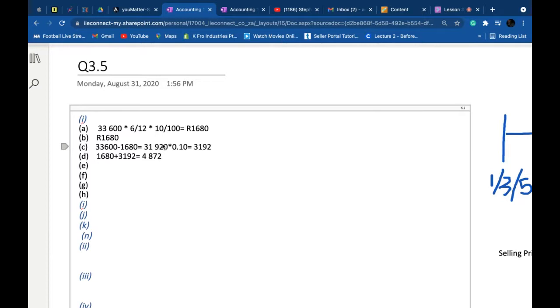Then we move on to E. How do we calculate E? You can say 33,600 minus the 4,872, which gives us 28,728. Awesome stuff. Are we done? What do we need to do? Times 10%.